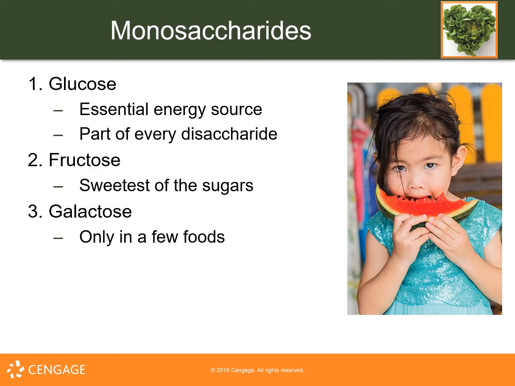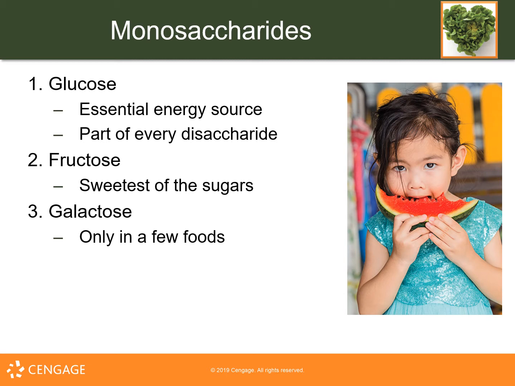Monosaccharides are our single sugars. Your three monosaccharides are glucose, fructose, and galactose. Glucose is the essential energy source for your brain. It's also known as dextrose, and it's a form of sugar in blood. It's part of every disaccharide.